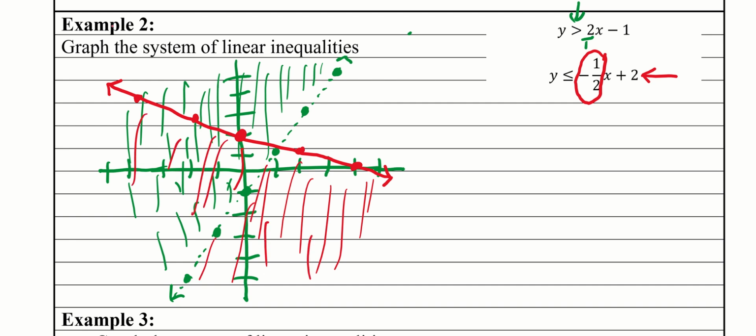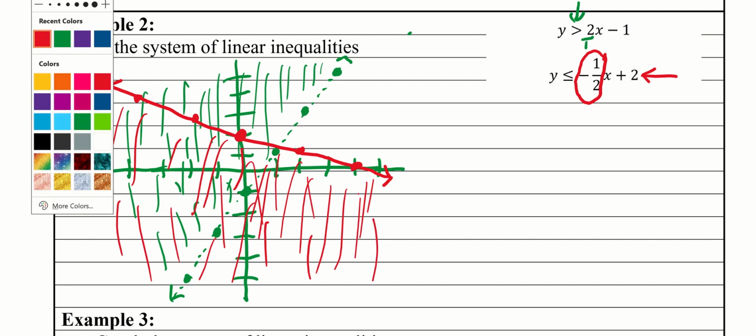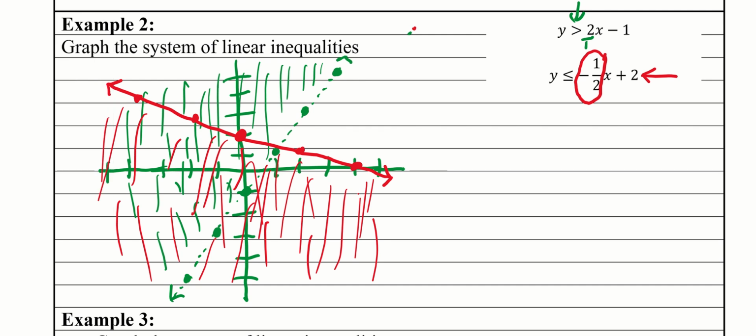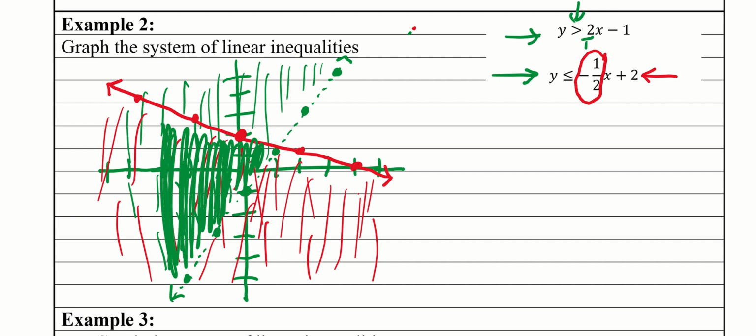So all I'm doing is paying attention to the red line. I'm just lightly shading everything below it. What I'm looking for on these kinds of problems is I want to show the solutions that work for the first one and for the second one. The coordinates that work for both of them are where the two shaded regions overlap. So these two shaded regions, above the green line and below the red line, would be right here.